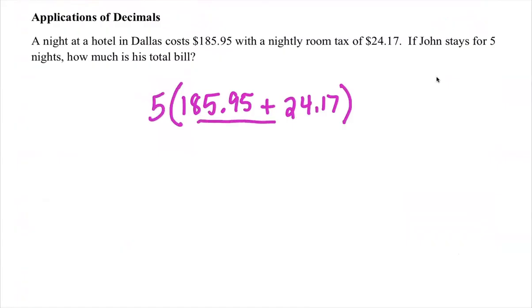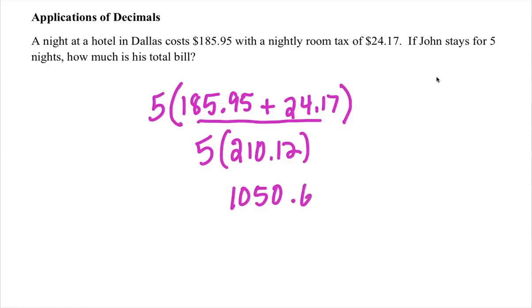So order of operations, let's add these together first. 185.95 plus 24.17. So each night is $210.12 times 5 nights would be $1,050.60. And us putting that is telling us what units we're in. I'm just double checking one thing. It does say a nightly tax. It wasn't just the ending amount 1 times tax. It's that times 5. So, yep, we did that right.